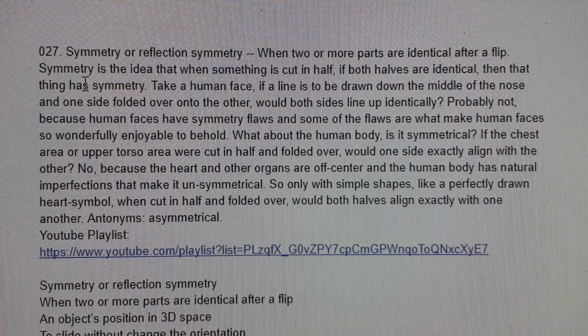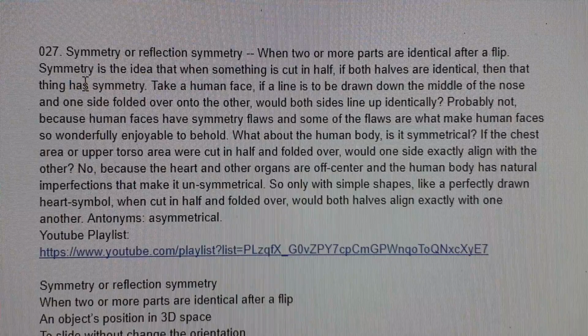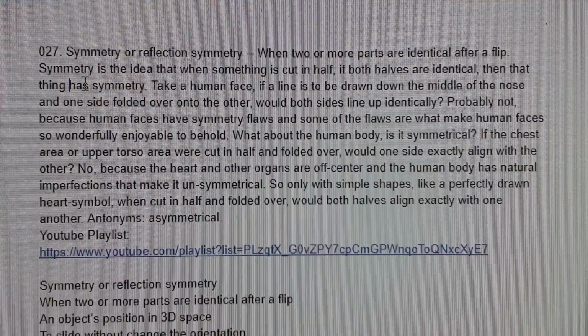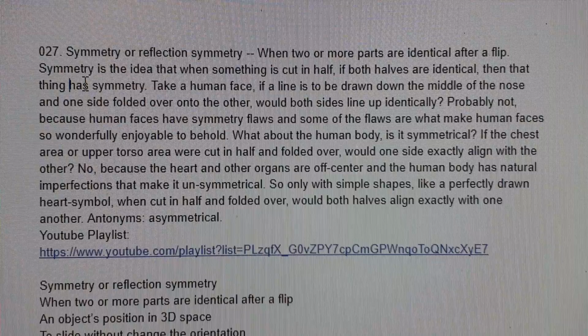So only with simple shapes, like a perfectly drawn heart symbol, when cut in half and folded over, would both halves align exactly with one another. Antonyms: asymmetrical.